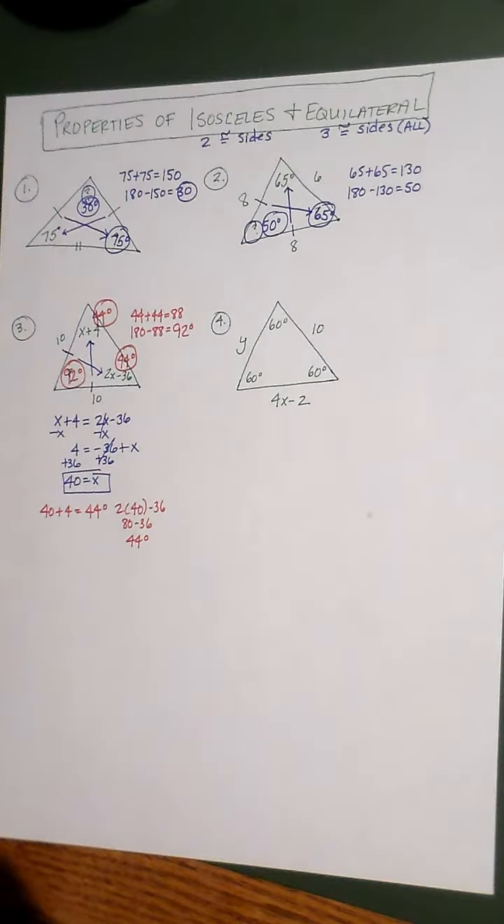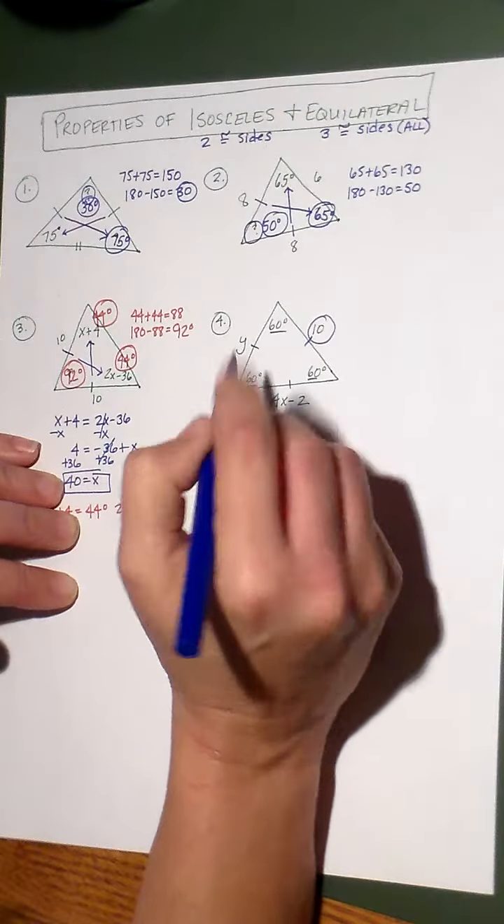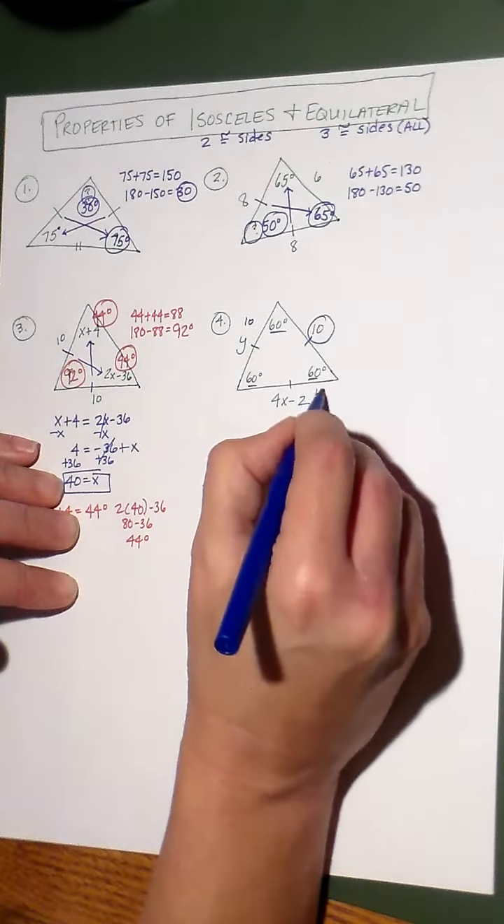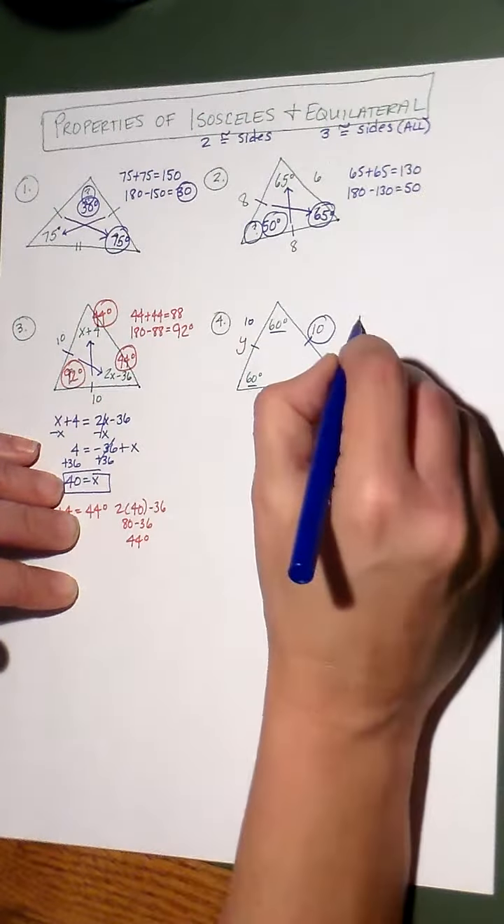Now look at this equilateral triangle over here. Equilateral means all the sides are the same. How do I know this is equilateral? Because all of the angles are the same. That means all of the sides have to be the same. So we can find y pretty simply. If this side is 10, that means all three of these have to be 10, right? That's got to be 10, that's got to be 10. So y is simply equal to 10. That's easy. So let's find x.